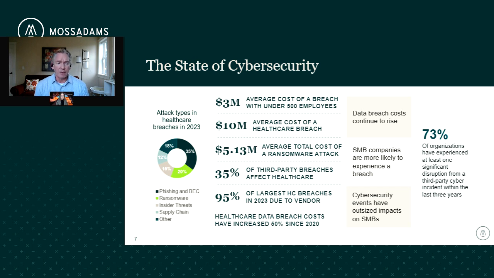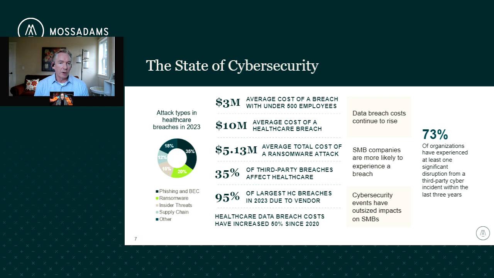And the other piece to this is the enormous cost when a breach does occur. Research shows the average cost for a breach at an organization with under 500 employees is around $3 million, $5 million for the average cost of a ransomware attack, and just about $10 million in general for the average cost of a healthcare breach. That's related to the data and the sensitivity of that data held by healthcare organizations. So it is quite significant.